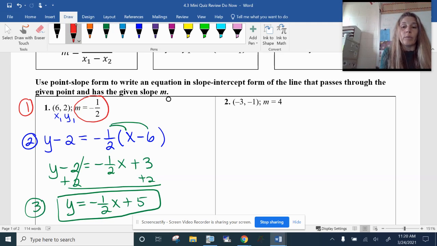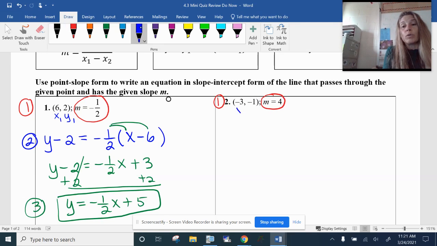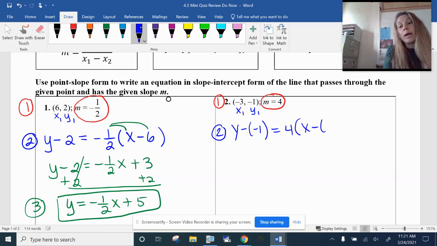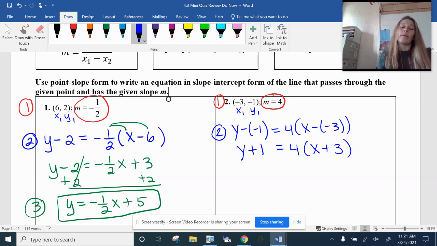All right, so let's try for number 2. So step 1 is nicely done for us. We just have the slope of 4. So we're going to use the one point that's provided, and we're going to put it into point slope form. Now this one is 1 with the negative, so y minus negative 1 equals 4 times x minus negative 3. So remember, whenever that happens, you just have to simplify those double signs. And you would have something that looked like this.